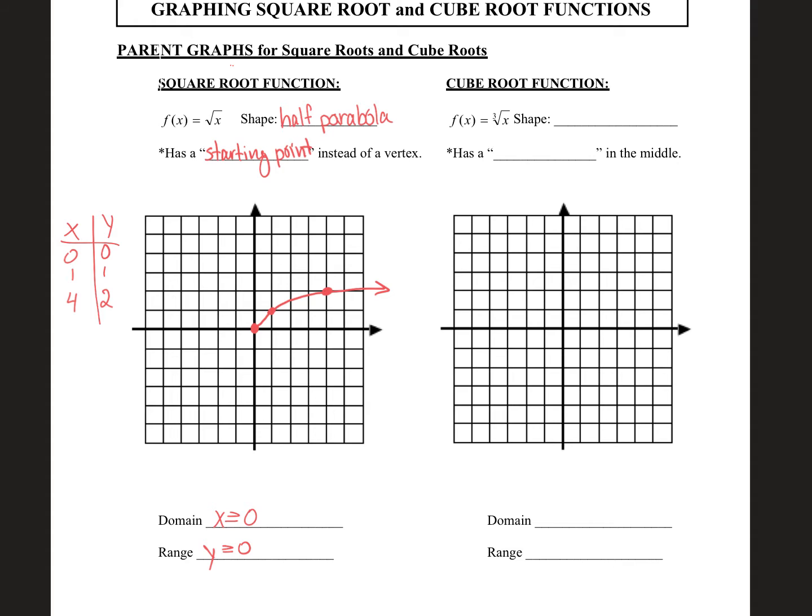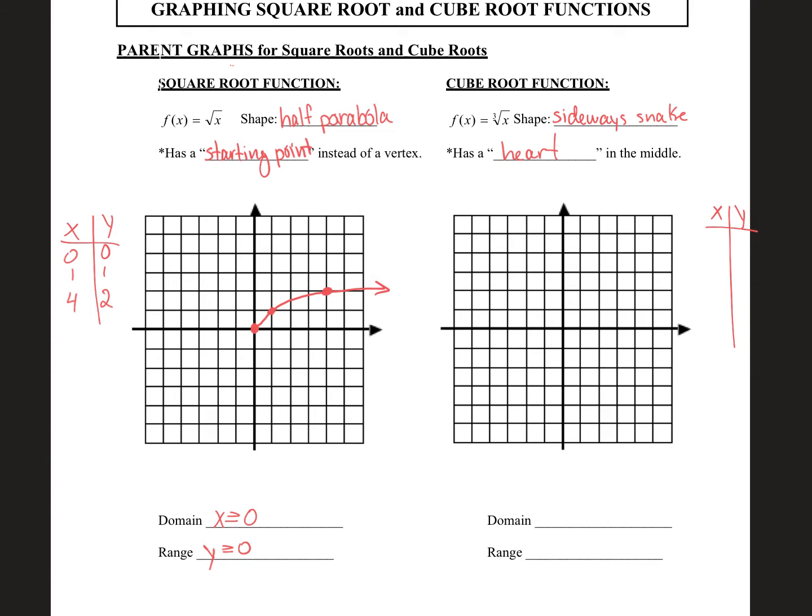All right, let's take a look at the cube root function. The shape of this is kind of a sideways snake, or almost like a really stretched out S. Instead of a vertex, this has what we're going to call a heart in the middle. That'll make more sense when we actually graph this function. To graph it, we're going to use an XY table.